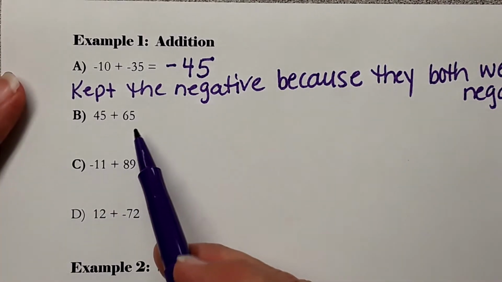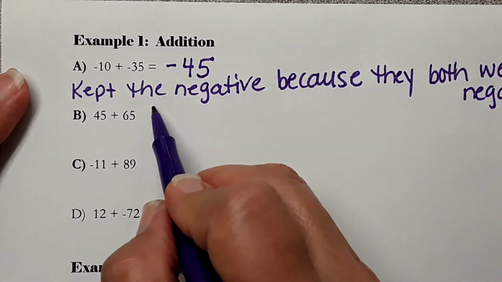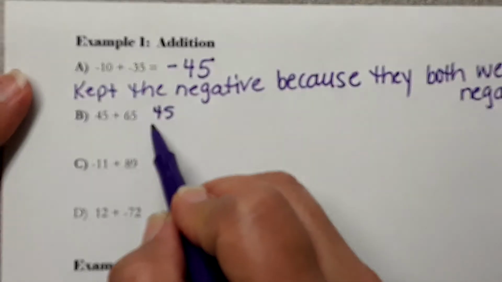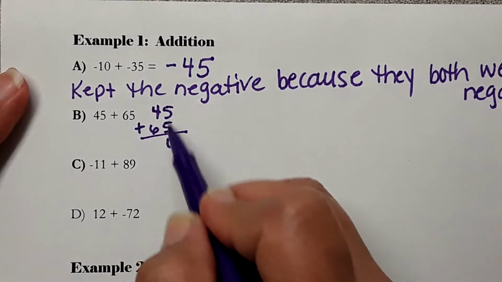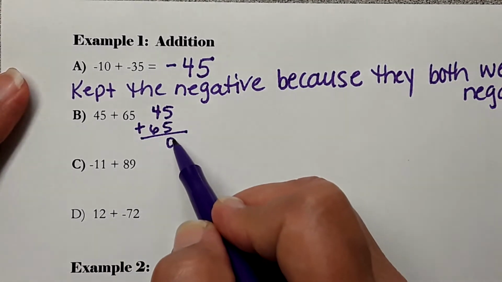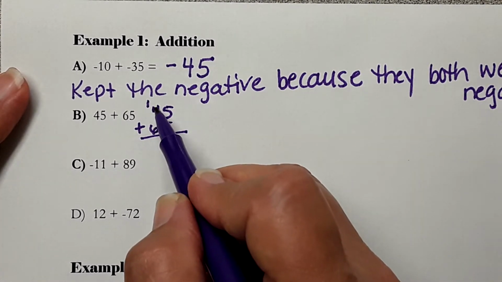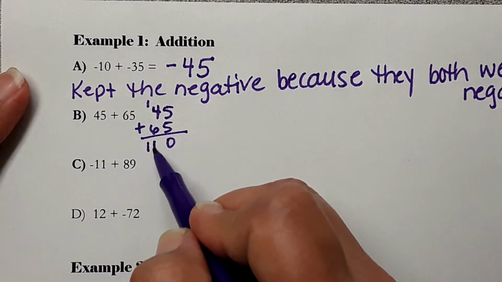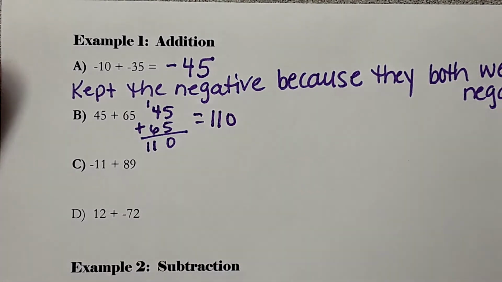45 plus 65, they're both positive, so I'm going to add those. Yep, I'm doing it old school, you guys. No calculator. So 5 plus 5 is 10. I bring down the 0, carry the 1. 1 plus 4 is 5. 5 plus 6 is 110. And I kept it positive because they're both positive.